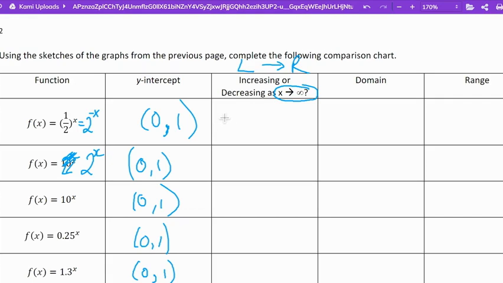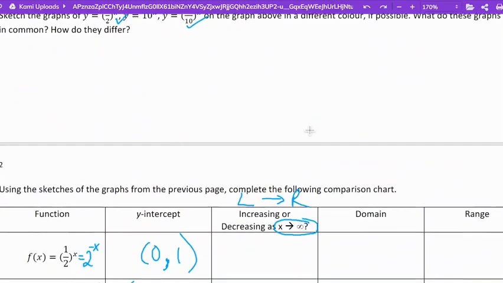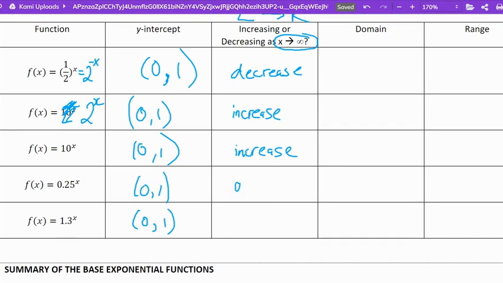Is the function increasing or decreasing? So when we have 1/2 to the power of x, was the function increasing as we went in this direction or decreasing? Good. Two to the power of x, increase or decrease? Increase. 10 to the power of x, increase. Take a guess. 0.25 to the power of x. That's a very good guess. Yes, it will decrease. Take a guess. If you have a graph, 1.3 to the power of x.